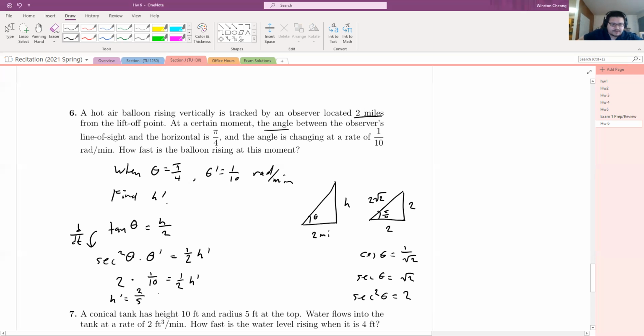Okay, but yeah, so right, and now we ask ourselves, what are the units for this problem? So this is a height that is changing. So I need a measurement of length and I need a measurement of time. The length measurement here is miles. The time measurement is minutes. So it's a bit unusual, but it's miles per minute in this problem. So there we go. That's the answer for number 6. Any questions?